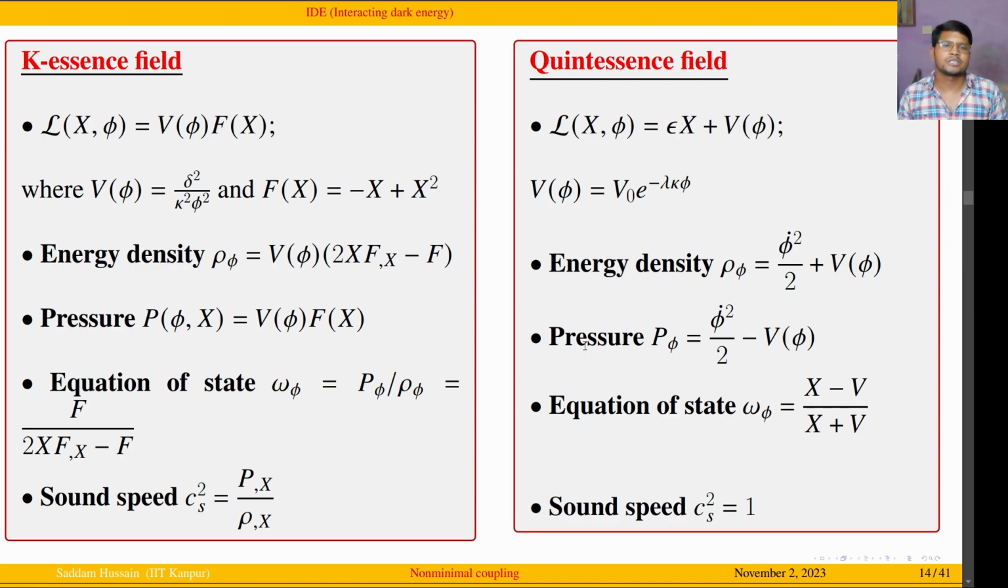And similarly, the sound speed, if you take the variation dp over dx, always comes out to be unity. So unlike the Cuscuton case, it is always 1. In the Cuscuton case, it is a kind of variable, and it can be negative in some cases, positive in others, and all these things.